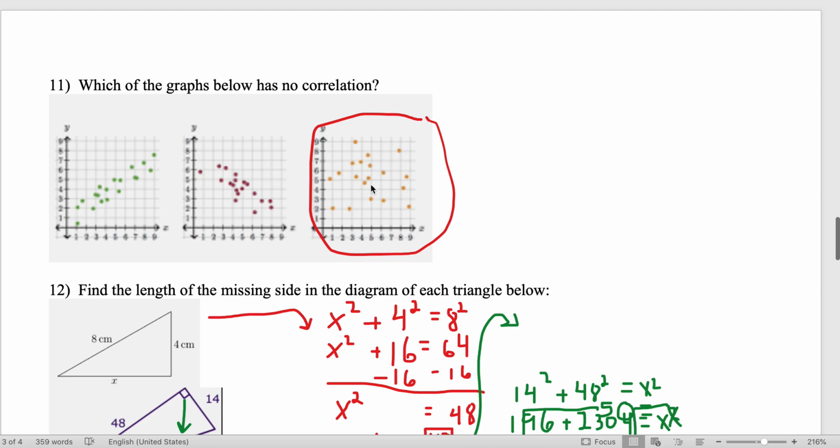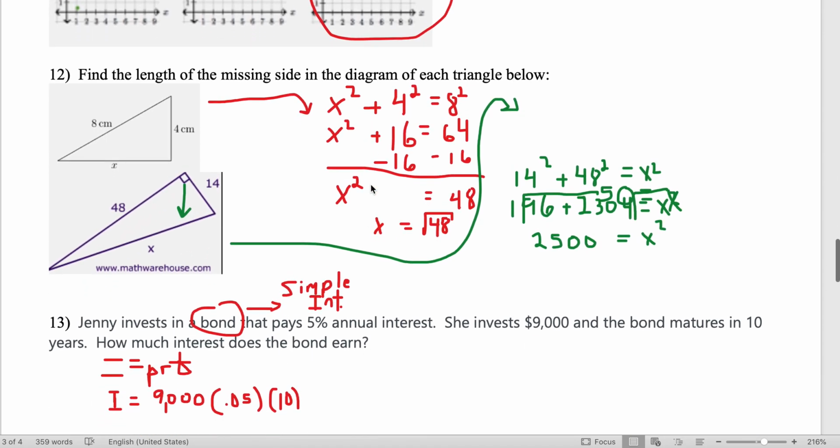Here it is. Third one, Pythagorean theorem. Leg squared plus leg squared is hypotenuse squared. In the first one, the x is on a leg. So x squared plus the other leg is 4 squared equals hypotenuse across from the right angle is 8 squared. So x squared plus 16 is 64. Subtracting the 16 from both sides, x squared is 48. X is equal to the square root of 48.